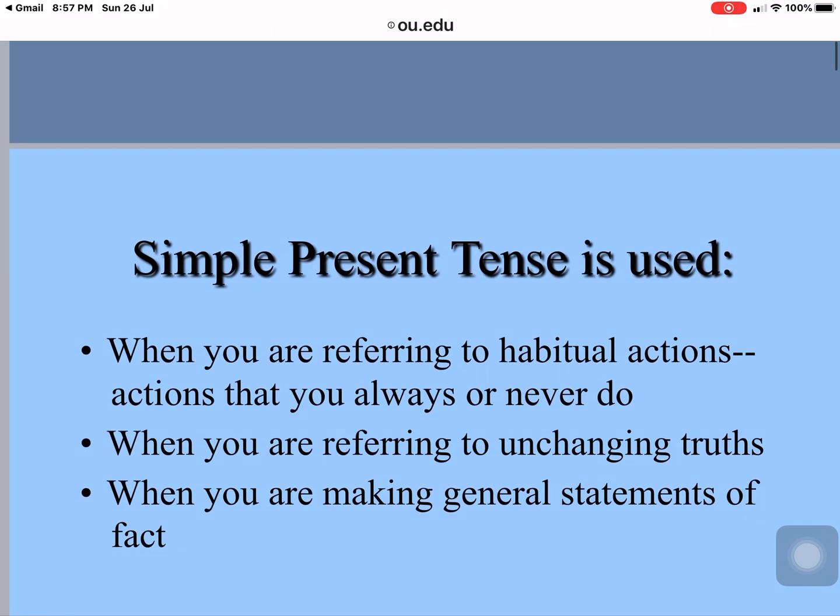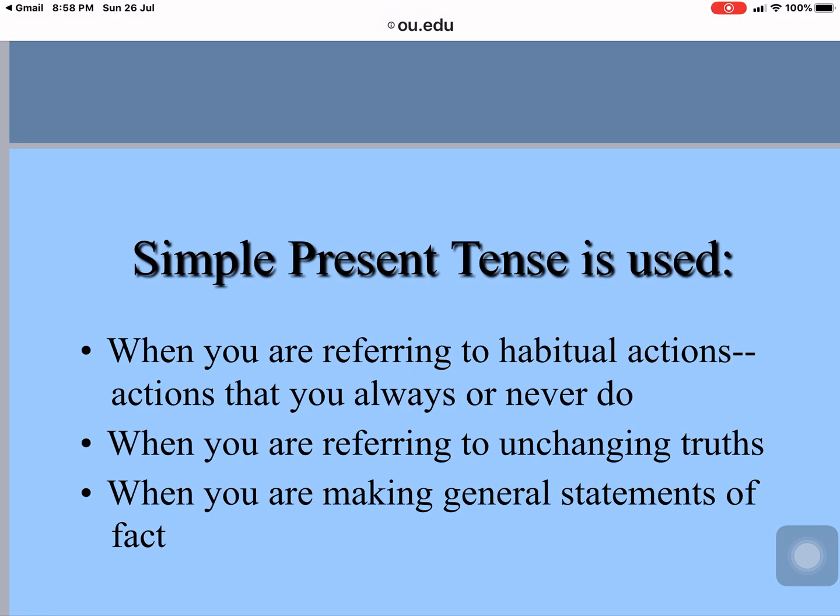Second use, when you are referring to unchanging truth. When we are referring to unchanging truth, it means we are saying about permanent truth. For example, water boils at 100 degree Celsius. That is unchanging truth, permanent truth. Sugar tastes sweet. That is unchanging truth. So such unchanging truths can be expressed with the help of simple present tense.